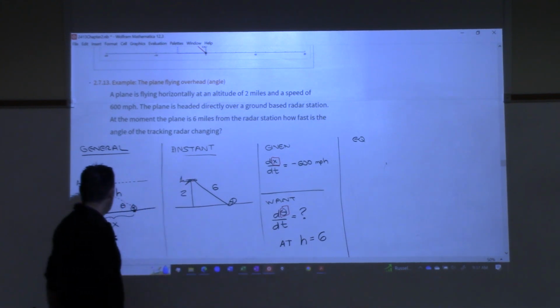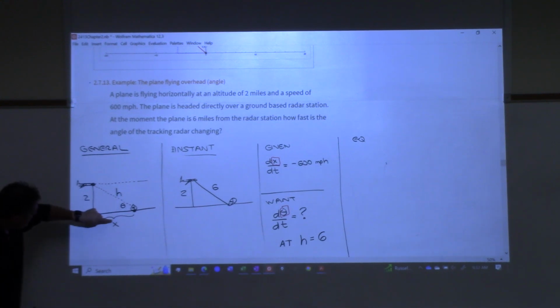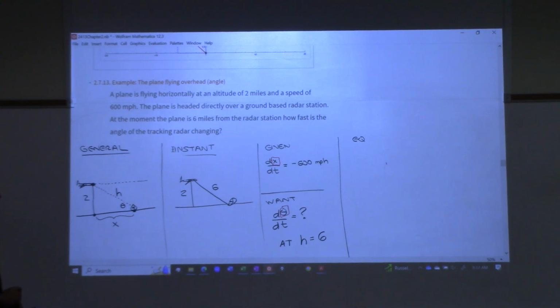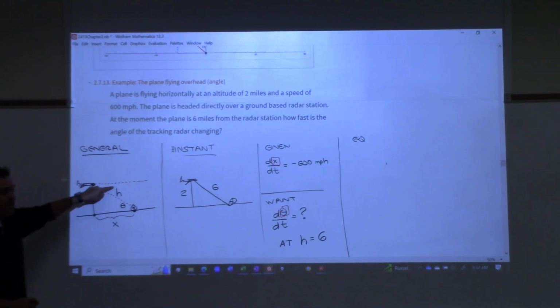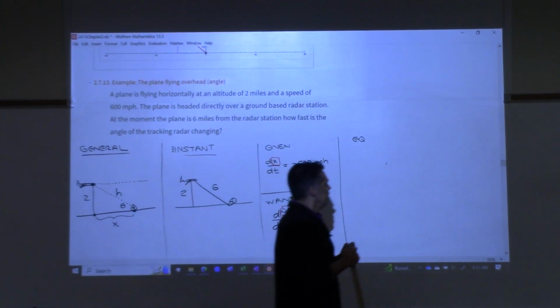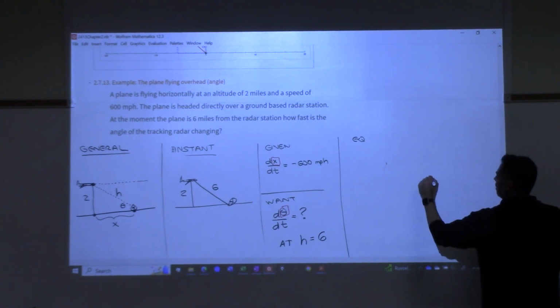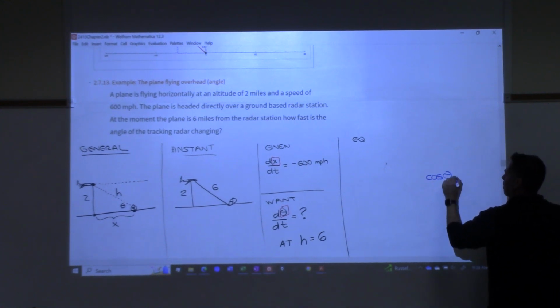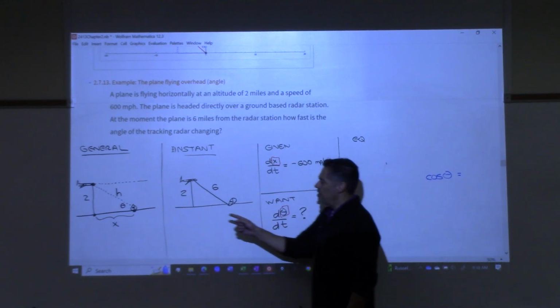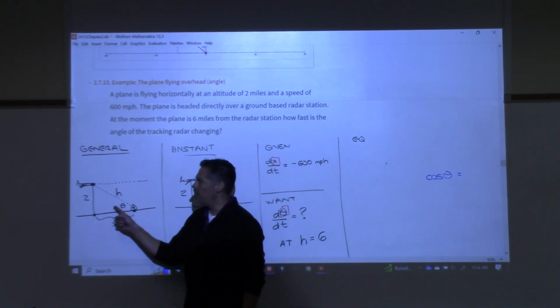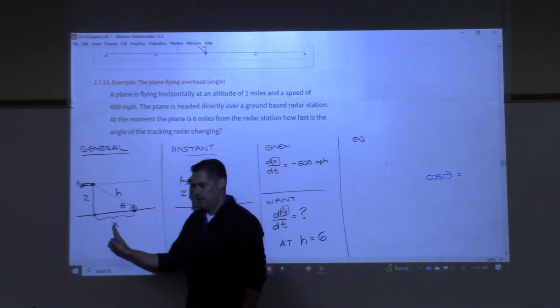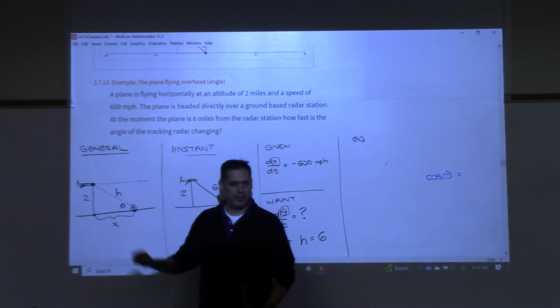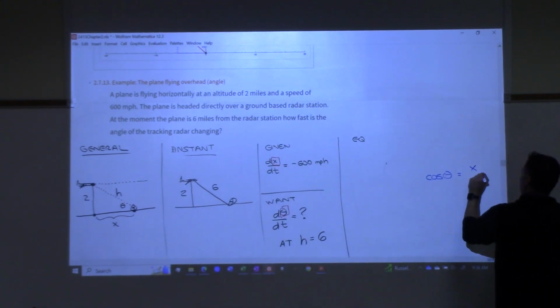So can anyone think of an equation that connects this and this together? Cosine. So cosine, what's the definition of cosine? Adjacent over hypotenuse. Ooh, hold on. So cosine of theta, let me write it down. This is not going to be our equation, but let's understand why. Cosine of theta, by definition, is the opposite, wait, is it? No. Adjacent over hypotenuse. So I could write x over h.